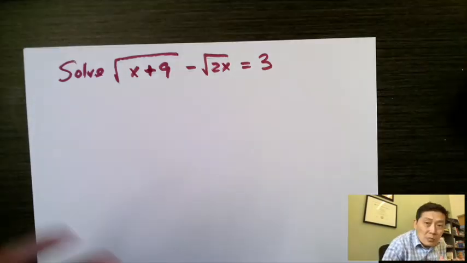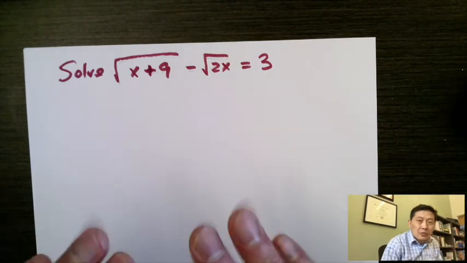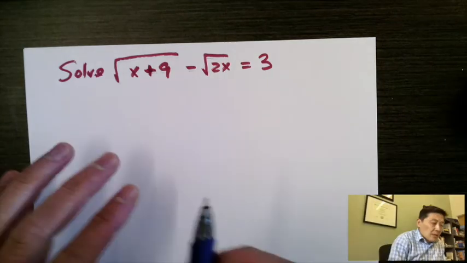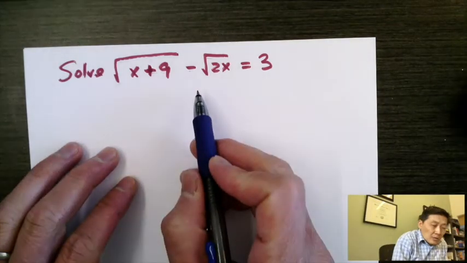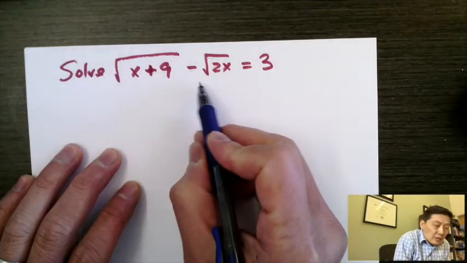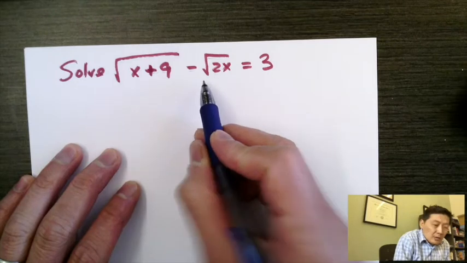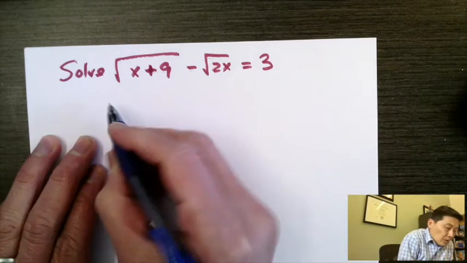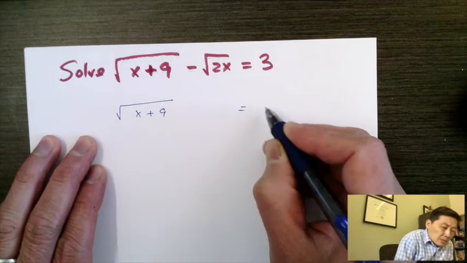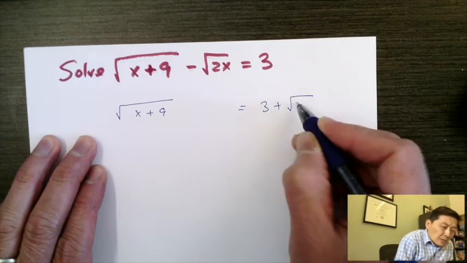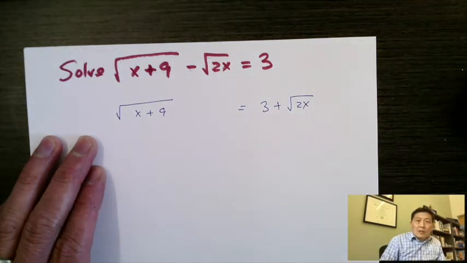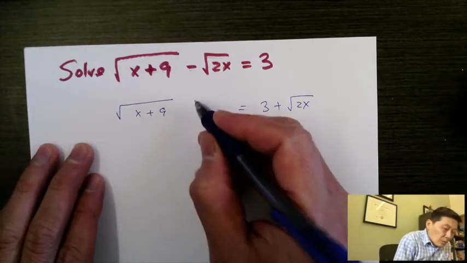So the strategy here, when you notice that there are multiple radical terms in the equation, is that you can separate them a little bit. In this case, I'm going to move the negative square root of 2x to the right side of the equation. So here it goes. I end up with square root of x plus 9 is equal to 3 plus square root of 2x. So there you have it. Now I'm ready to square both sides of the equation.